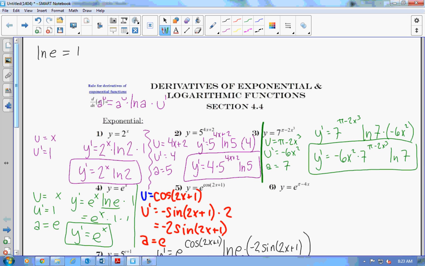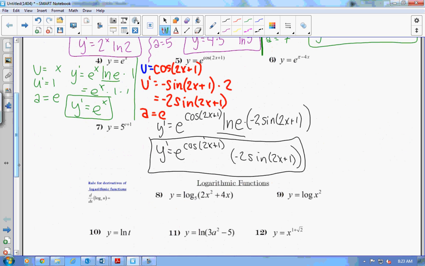Oh, that is a great question. Let's look at number 4 first. Not number 4, number 6. Not number 4. Number 4, did everyone get pi minus 4x? Now u prime, what's the derivative of pi? 0, because it's a constant. What's the derivative of negative 4x? Negative 4, dx dx, which is just negative 4. And a was the base, e.